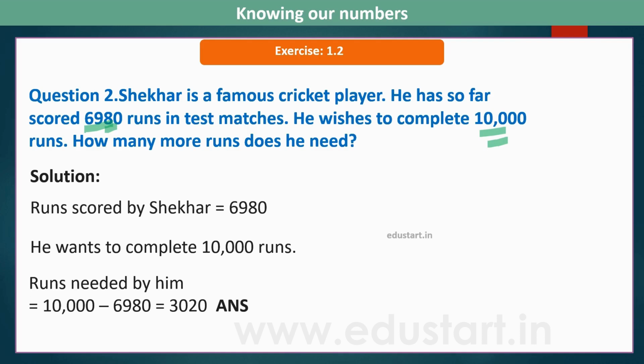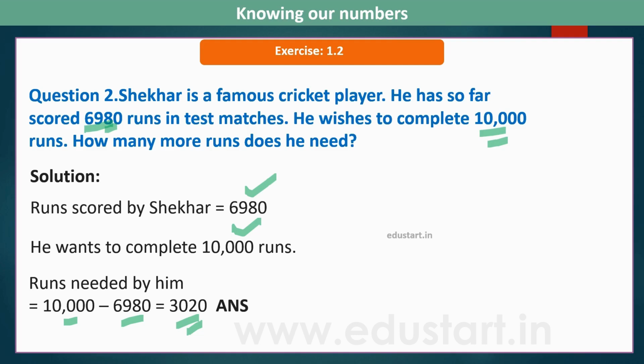So now if we go through the solution step by step, what can we find? Runs scored by Shekhar is equal to 6,980. He wanted to complete 10,000 runs. So runs needed by him is equal to 10,000 minus 6,980, which is equal to 2,020. So this is the answer.